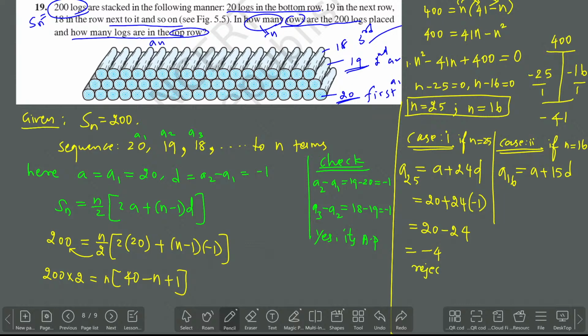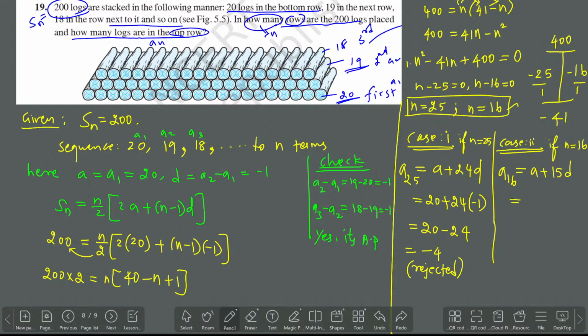So this is actually what? We are counting how many logs there are. In the 25th row, there are minus 4 logs, like that they are telling. Is it possible? When we count something, it never comes in negative. Understand? Right. So it's rejected. Then 16 is the correct answer. 16 is accepted then.